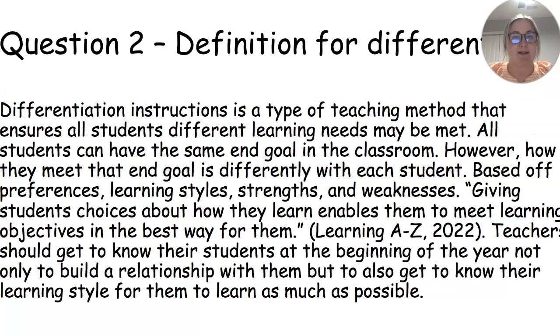So my definition for differentiation is that differentiated instruction is a type of teaching method that ensures all students' different learning styles may be met. All students can have the same end goal in the classroom. However, how they meet the end goal is different with each student based off their preference, learning styles, strengths, and weaknesses. And a quote that I like from Learning A to Z is, "Giving student choices about how they learn enables them to meet learning objectives in the best way for them."